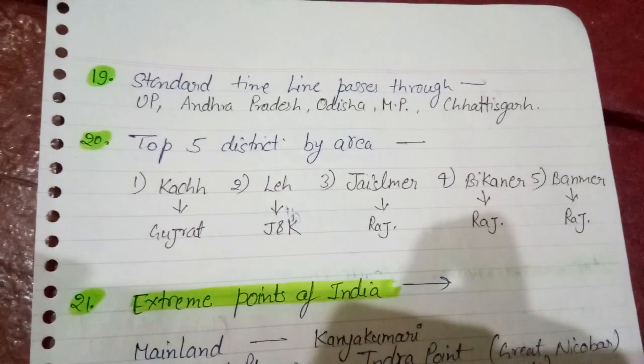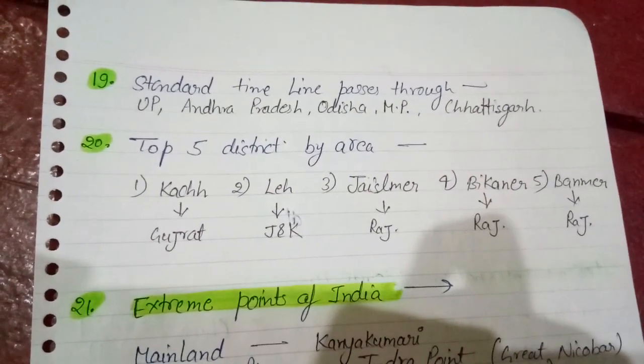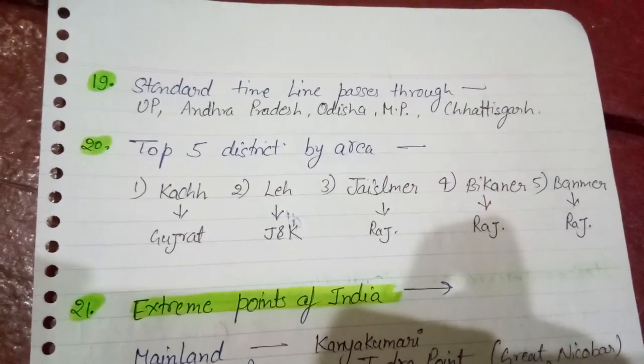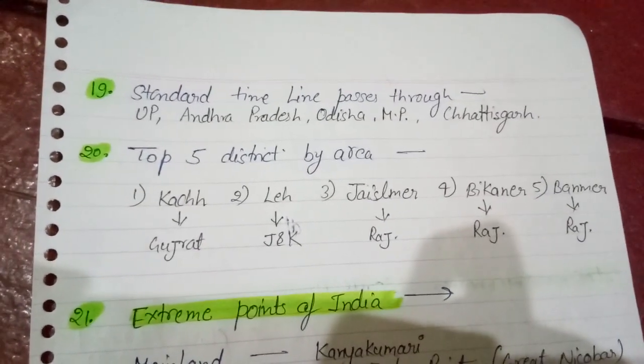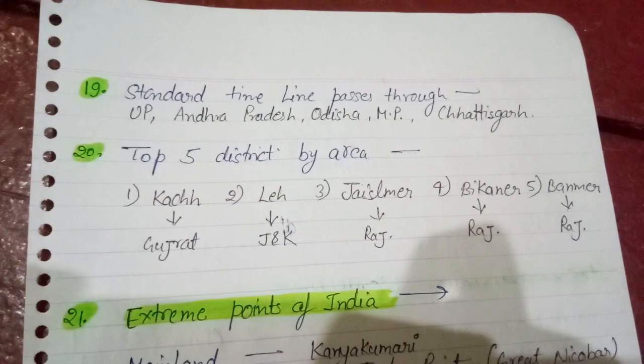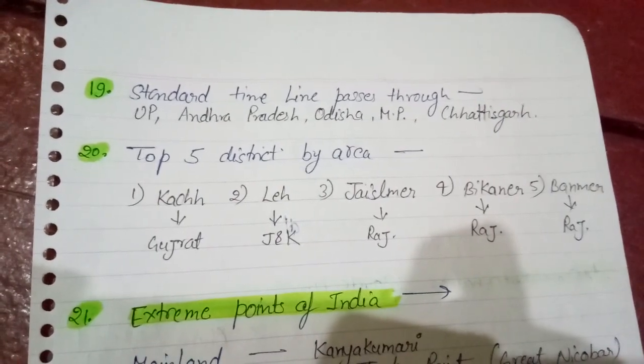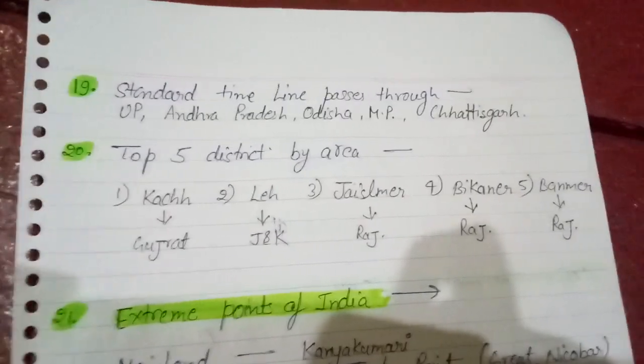The standard meridian, which is 82 degree 1 by 2 minute east, passes through these states. What are the names of those states? UP, Andhra Pradesh, Odisha, MP, Chhattisgarh.